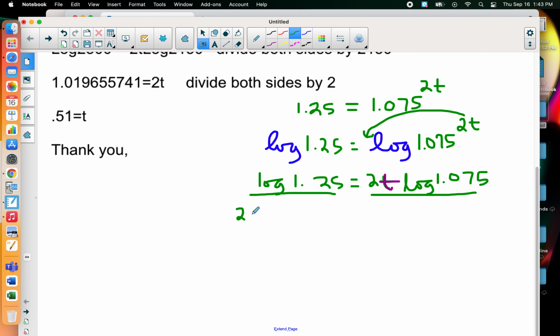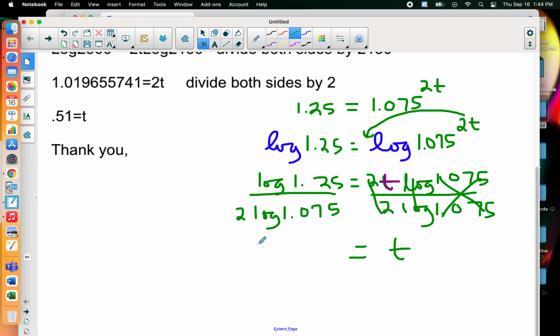So 2 times the log of 1.075 on both sides. 2 times the log of 1.075. So the 2's cancel, the logs cancel, the 1.075 cancel, leaving us with t. So whatever you get in your calculator is going to be the log of 1.25 divided by, and then in a parenthesis you're going to put 2 log 1.075 and close your parenthesis. And that's how long it's going to take you to raise your money $500. Hope that helps.